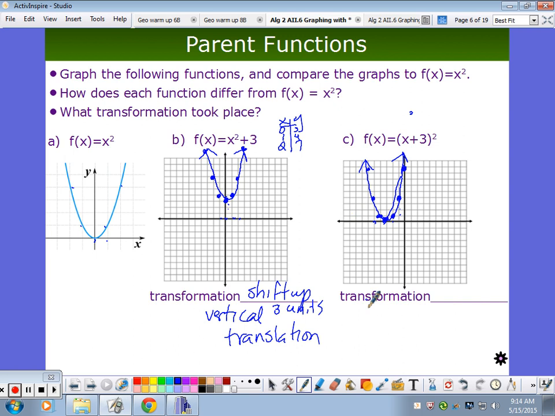Now what kind of translation? Now it is a translation, right? But what happened? Based from where we started as our parent function, what did we do to this thing, Sarah? We went left. How many units left did we go? Right? Normally we're here. 1, 2, 3. So we shifted left 3 units. And we used a horizontal translation.